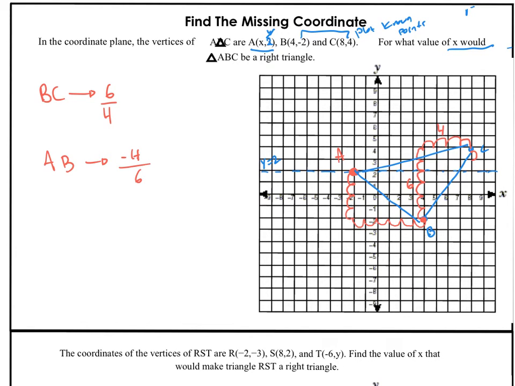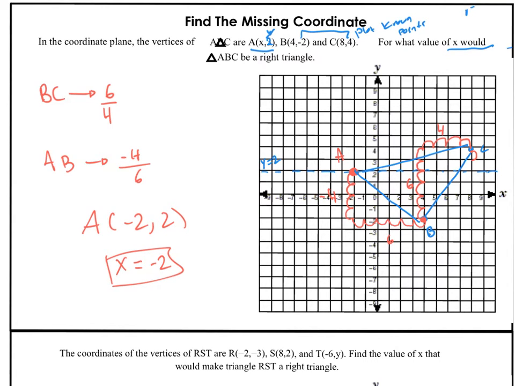And sure enough, if you look at this, my slope is -4/6 for AB, and I've done it perfectly. So the answer to my question, we know that A is going to be at point (-2, 2), and so X is equal to -2. All right, so it's just about counting. You've got to figure out where it is by counting over.